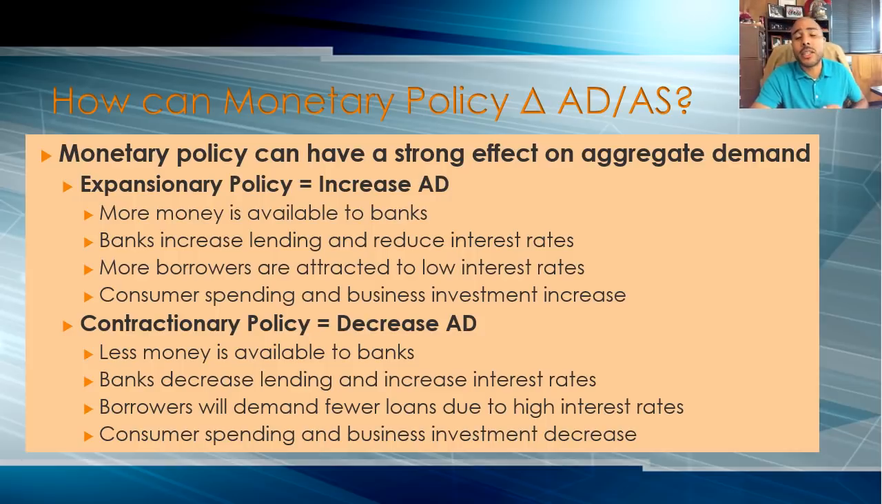So that's going to cause consumer spending to decline, and it's also going to cause business investment to decline. Since those are both direct components of real GDP, they also cause our aggregate demand to shift to the left or cause our aggregate demand to decrease. Okay? So just remember that more money will increase our aggregate demand, but less money will decrease our aggregate demand.